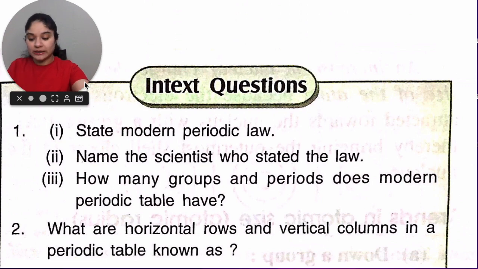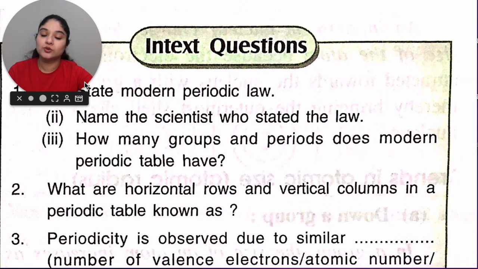How many groups and periods does a modern periodic table have? You have 7 groups and 18 periods in a modern periodic table. When we move on, the next is, what are horizontal rows and vertical columns in the periodic table known as? Horizontal rows are known as periods and vertical columns are known as groups.